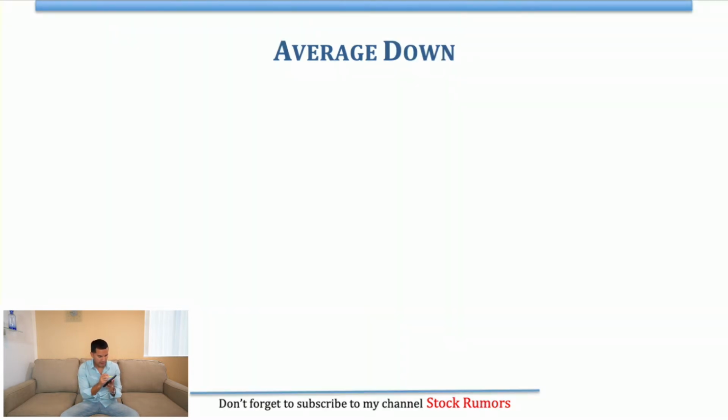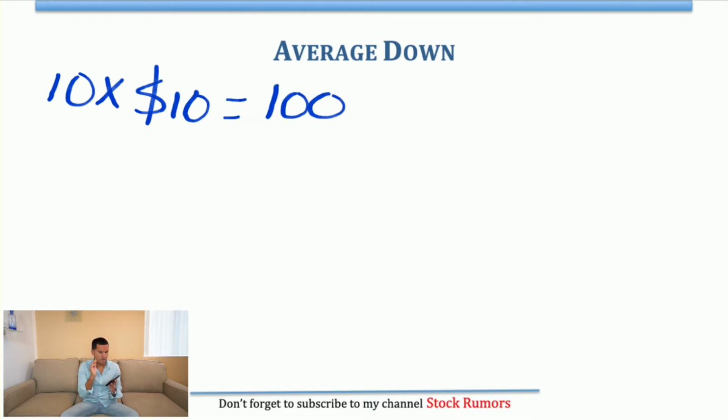So let's say that you buy 10 shares at $10 each. So that's $100 for those 10 shares. Now later, the price drops to $8. All right? You paid $10 per share, but now the price drops to $8. That means that your equity is now negative $20 because the 10 shares now at $8 each will be $80, right? So you're down $20.